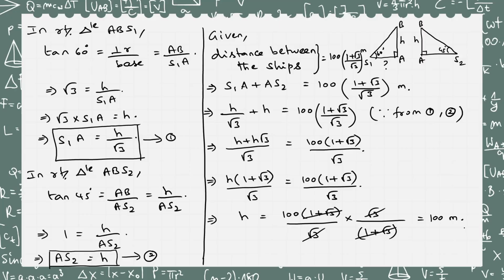Okay, so height of the lighthouse is nothing but 100 meters. So that is what they are asking, right? So we are done with the sum. Just to give a statement conclusion, because this is a word problem. Therefore, height of the lighthouse equal to 100 meters. Okay, that's the end of the sum. Let us move on to the next one.